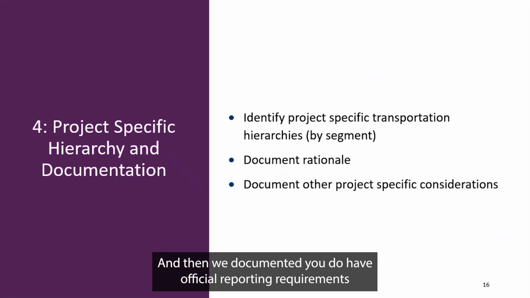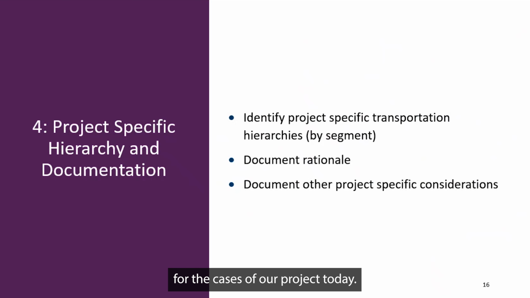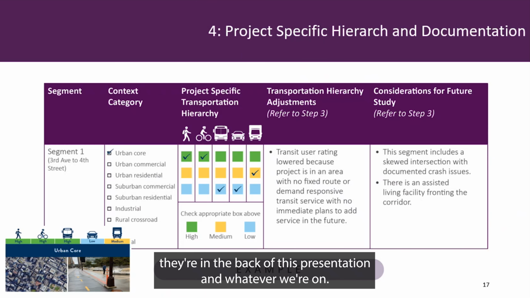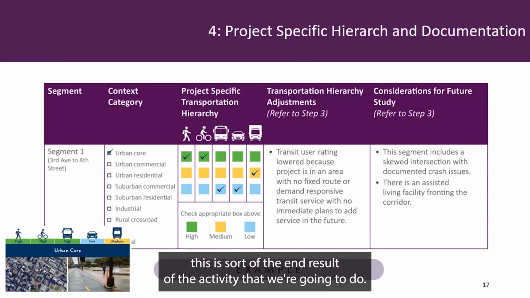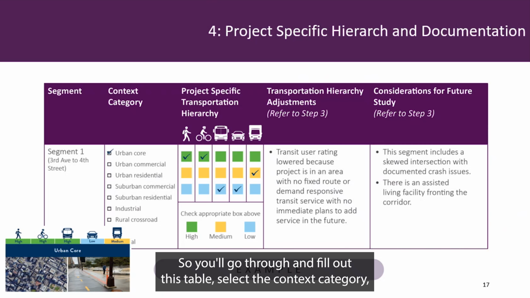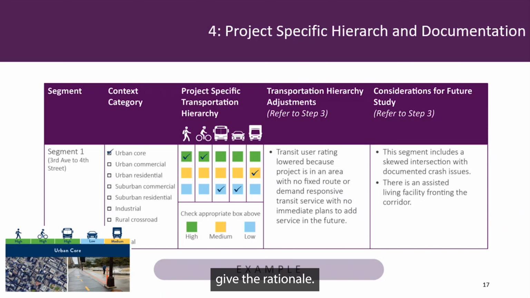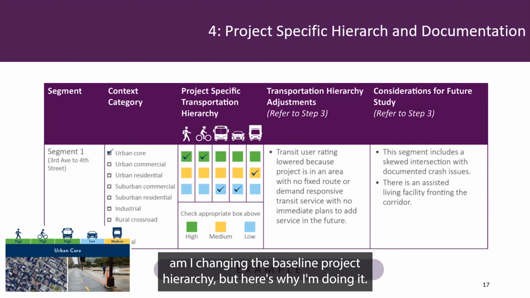And then we documented. You do have official reporting requirements that Nissa has kind of talked about and is going to show again later. For the cases of our project today, we're going to give you some forms, and these are in the back of this presentation, whatever slide we're on. I think it's 5. This is sort of the end result of the activity that we're going to do. So you'll go through and fill out this table, select the context category, and then check off your project specific modal hierarchy, and then give the rationale. And that's what you would put in the Complete Streets reporting form if this was a real project: not only am I changing the baseline project hierarchy, but here's why I'm doing it.